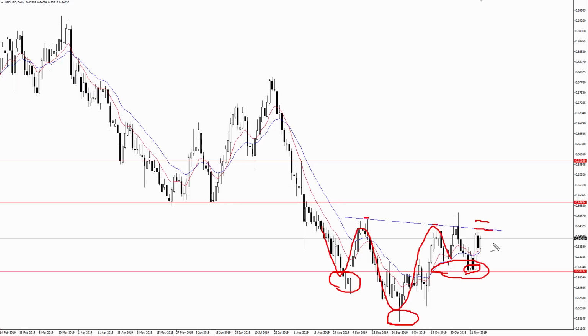Eastern in order to confirm this inverse head and shoulders back here.